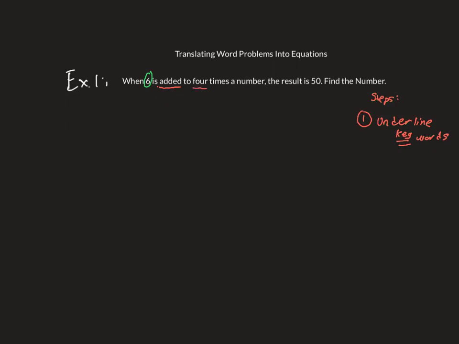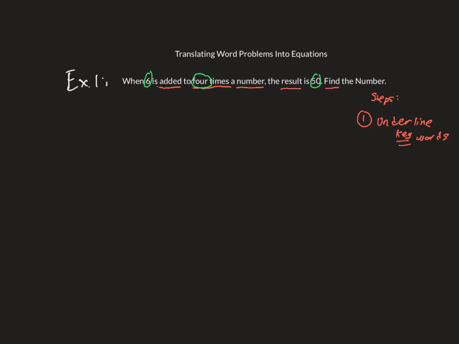to 4 times. Now, these are important words, but also at the same time, 4 is a number, so we're also going to circle that as well. 4 times a number. The result is 50. So result, it's another key word, and 50. And they want me to find the number.